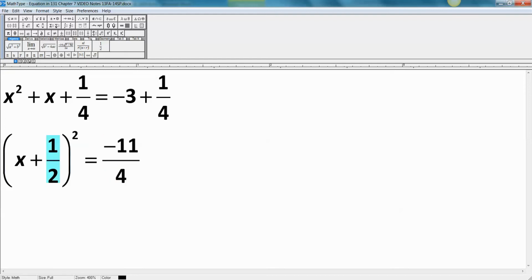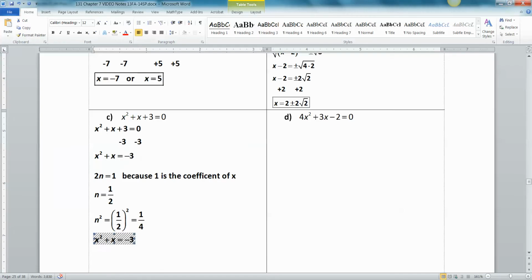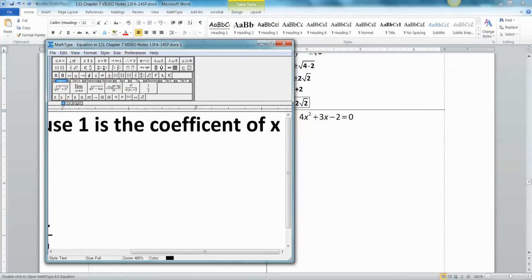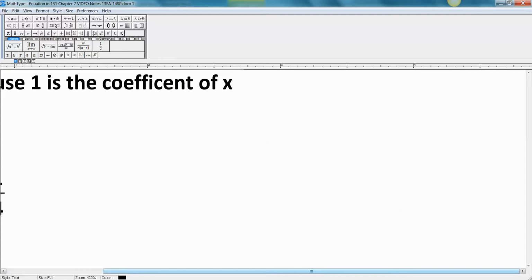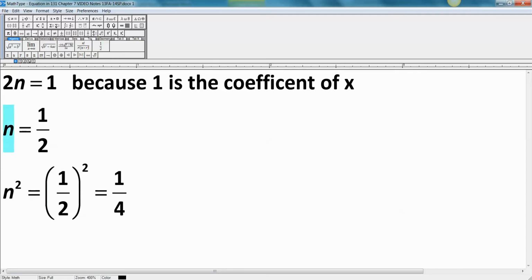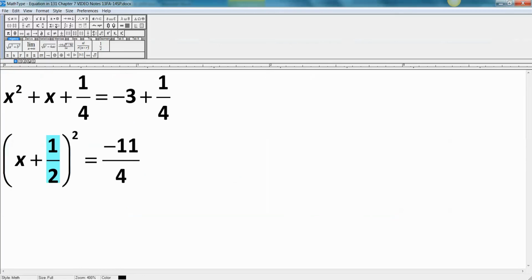Now, how did I know that? Okay, well, the x plus 1/2, remember that half is your n value. So whatever your n value is, oops, let me make that bigger so you can see it. Whatever your n value is, that'll be the value in your parentheses. That is what you're doing when you're adding the 1/4 to both sides, you're forming it into a perfect square. And the value for that perfect square will be your n value. And then over on the other side, I just added those numbers in my head.